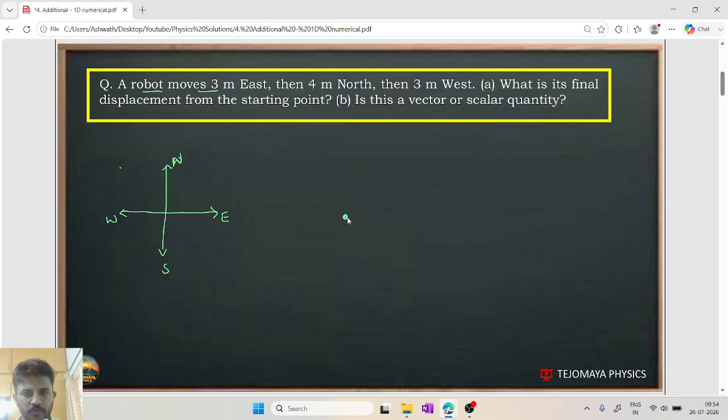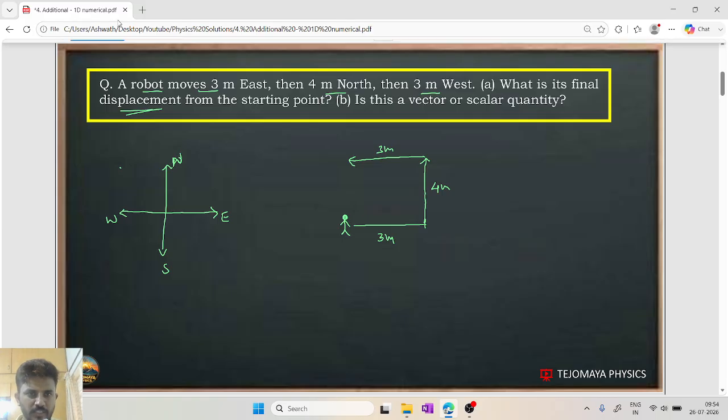Let's consider the robot is present here. It moves 3 meters east, and then 4 meters north, that is upwards. How much? 4 meters north, and then 3 meters west. West means left side. Again 3 meters west. What is the final displacement?